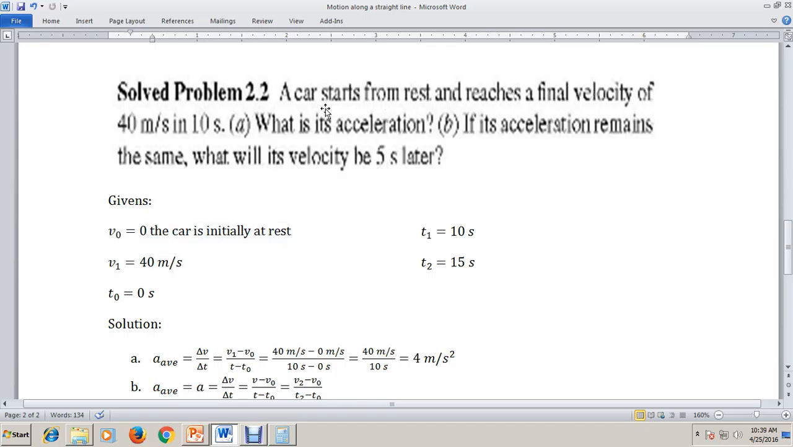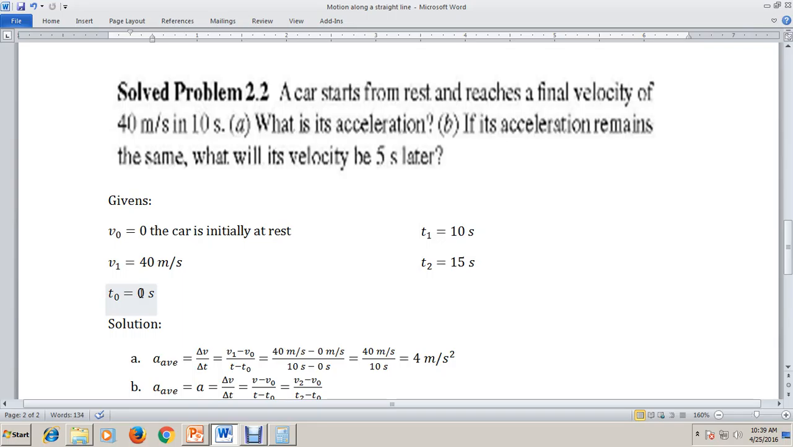It reaches a final velocity of 40 meter per second. So our later velocity is given as 40 meter per second. The time it takes to speed up to 40 meter per second is 10 seconds. So t sub 0 would be 0, t sub 1 would be 10 seconds. And finally, in question letter B, if the acceleration remains the same, what will its velocity be 5 seconds later? So this is actually 5 seconds on top of 10 seconds. So that means t sub 2 is actually 15 seconds from the initial time 0 seconds.